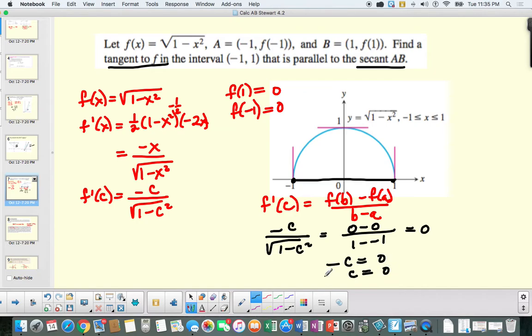So that's that one point that the mean value theorem guarantees, and it's occurring right here, where the instantaneous rate of change is 0, and the average rate of change is 0 as well.